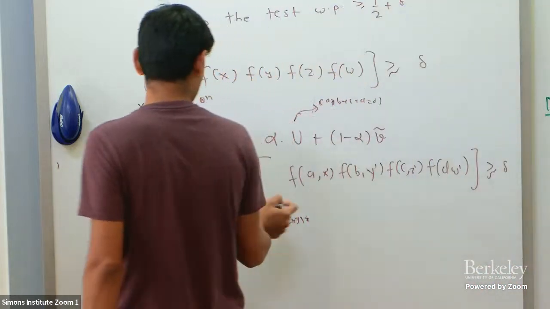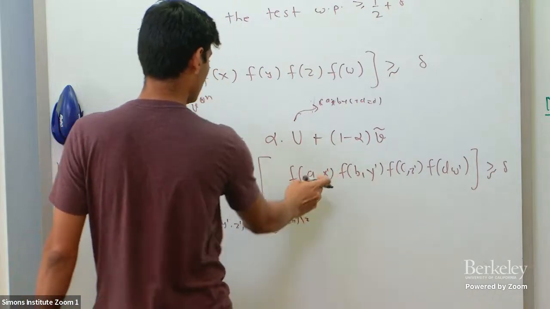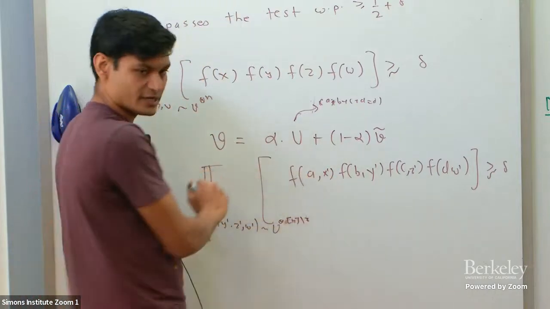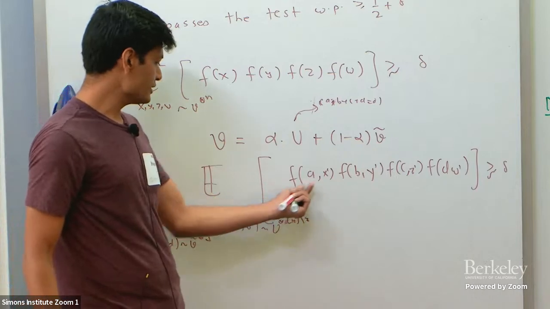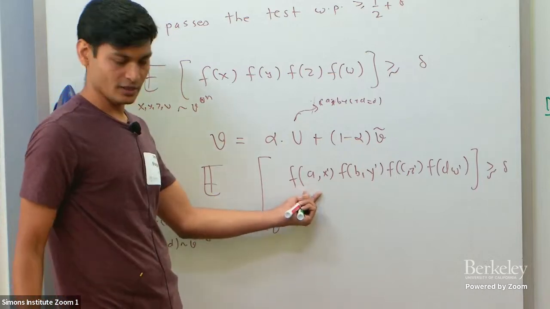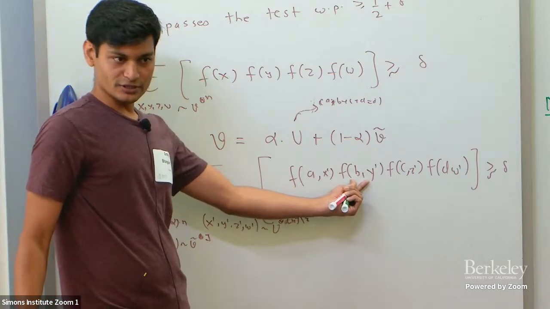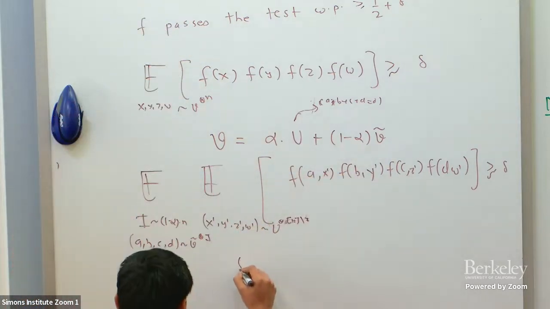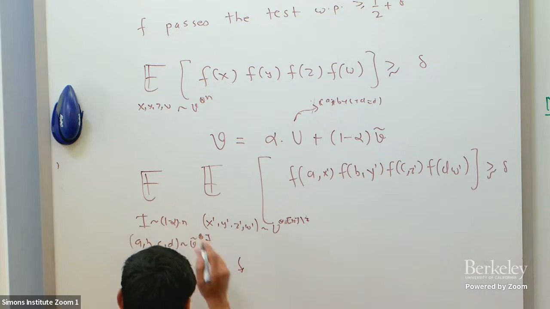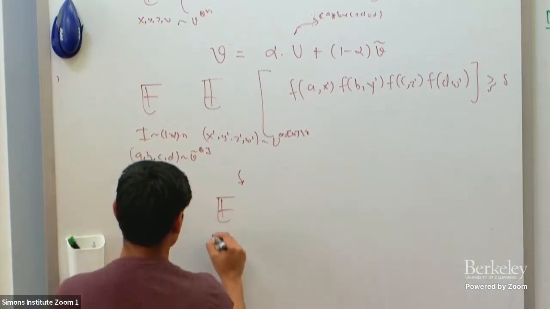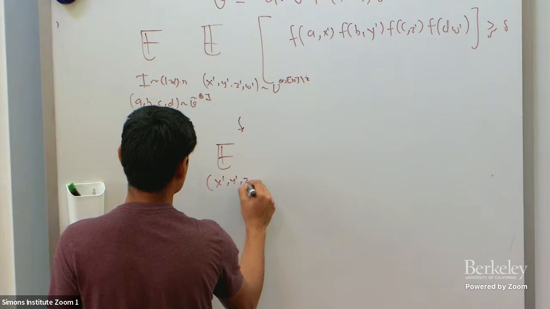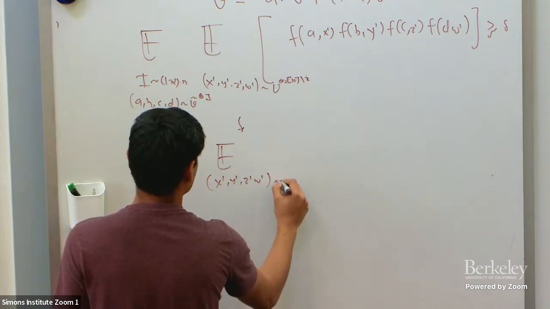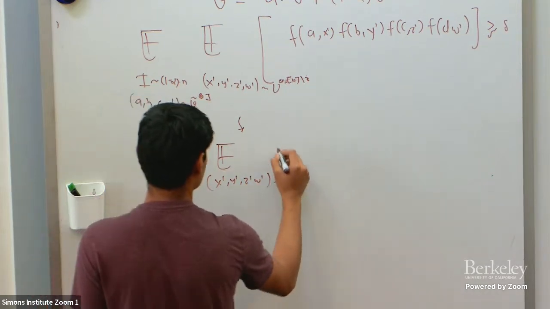Now this expression is really the restriction of f. You can think of this as restricting the I coordinates of f to a, and restricting the I coordinates to b and c and so on. So this is the same as, for a typical I, x prime, y prime, z prime, w prime, which is according to the uniform distribution.